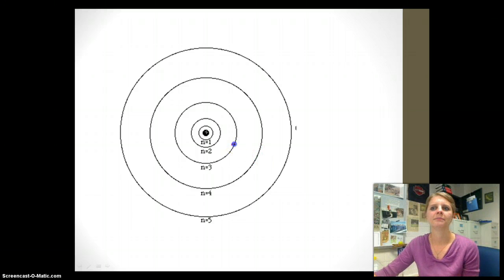Let's say you're an electron. You're living right here. You're completely happy. You're running around the circle, living your life. This is called ground state. Ground state is where you're happy, in your home base.